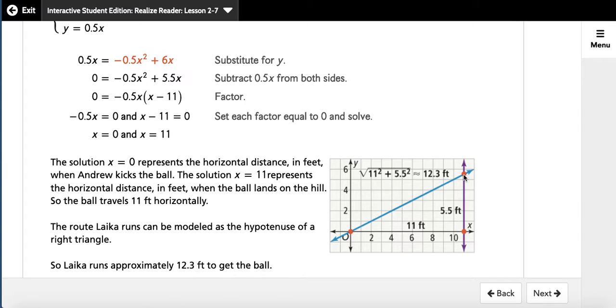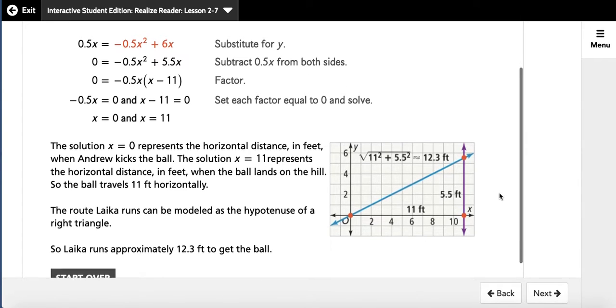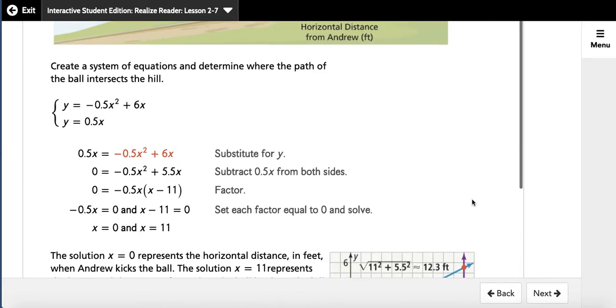But they also asked how far up the hill does the dog go? And we can use the Pythagorean theorem or the distance formula, since we know the horizontal distance was 11 and the vertical distance was 5.5. We can go 11 squared plus 5.5 squared will equal the hypotenuse squared. Take the square root of both sides and get about 12.3 feet. So that's about how far the dog needs to go up the hill, 12.3 feet.